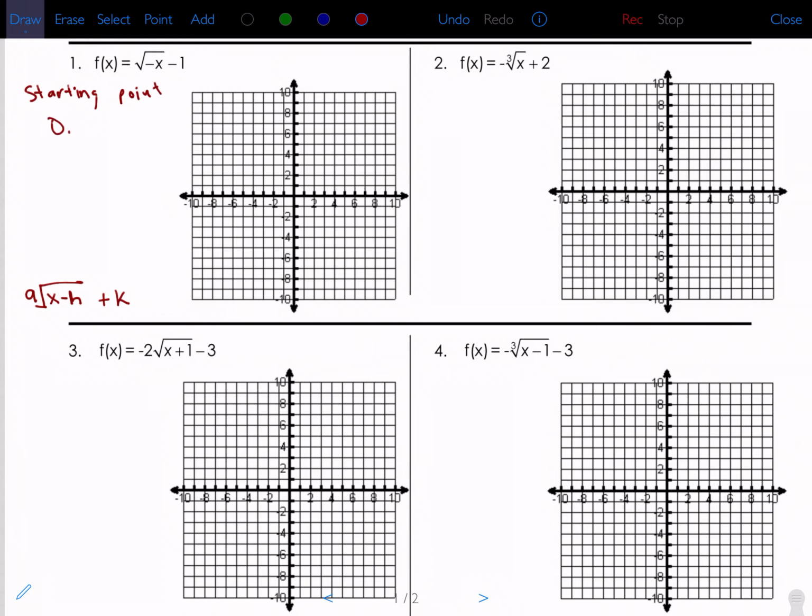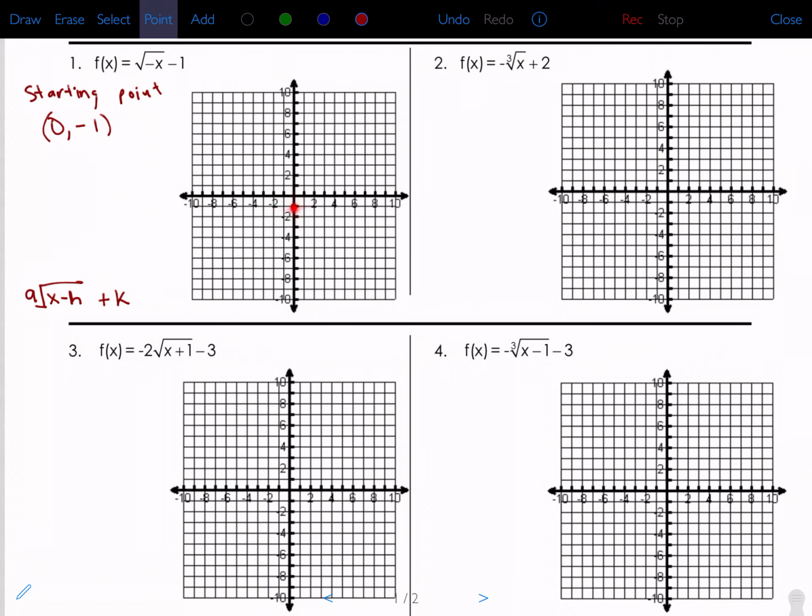So the starting point x would be 0 because there's no h under there, and y is -1. There's something that's going to be a little bit different when we get to one of the ones that I'm going to do for you on the back, and that'll be the only difference. So our starting point is at 0 on x and -1 on y. So there's our starting point.